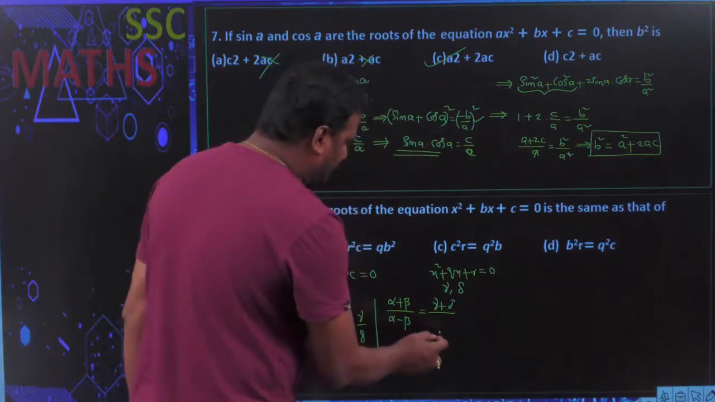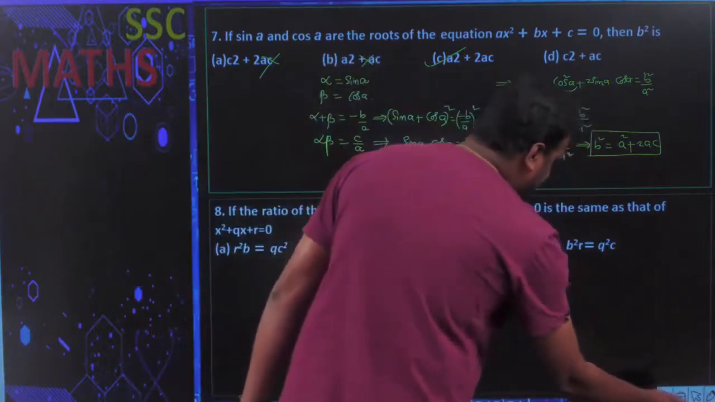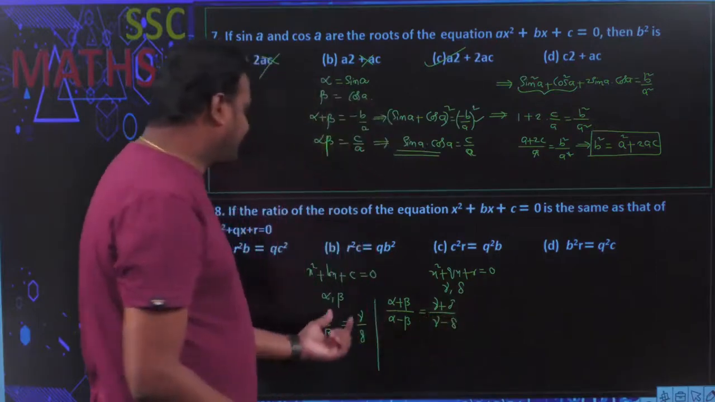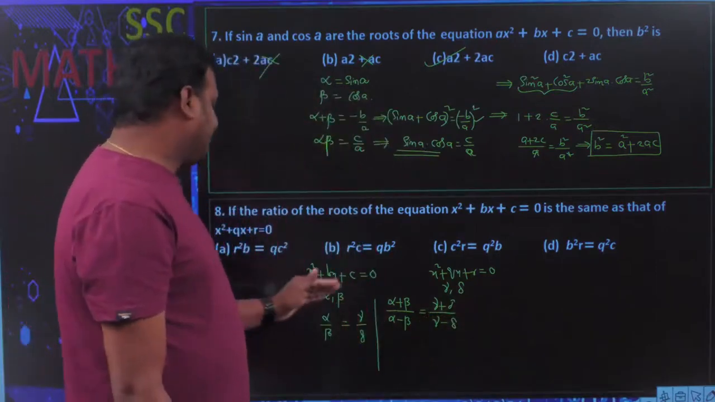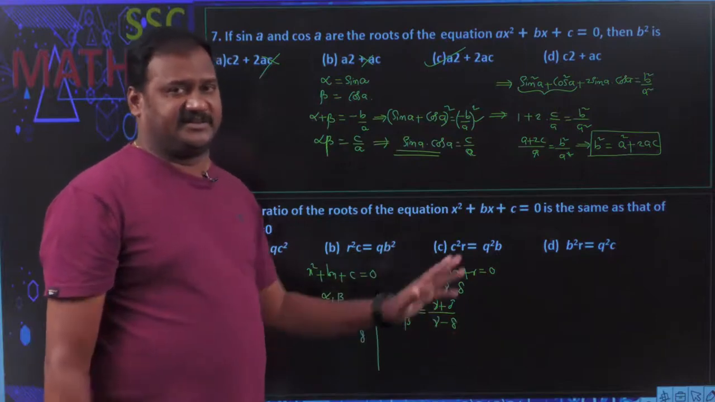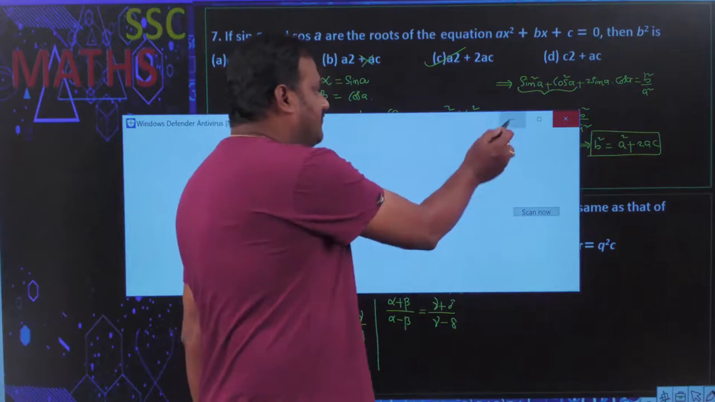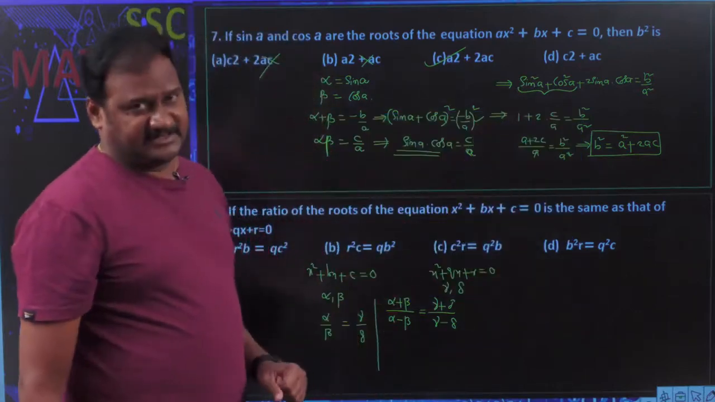I think you have remembered that about componendo and dividendo. So that is gamma minus delta. See, when two fractions are equal, then numerator plus denominator by numerator minus denominator is equal to the same. That is what is called componendo and dividendo for the given fractions, right?